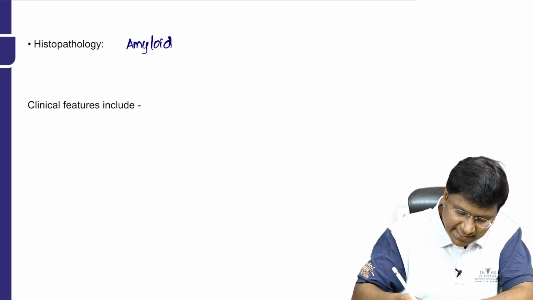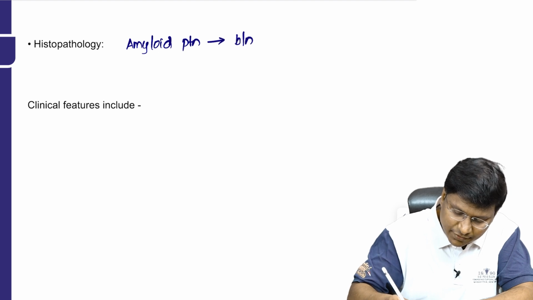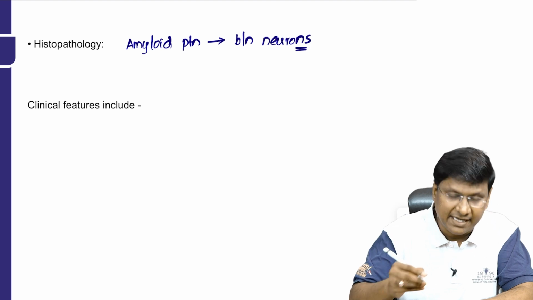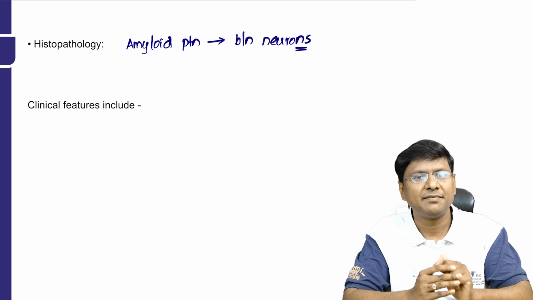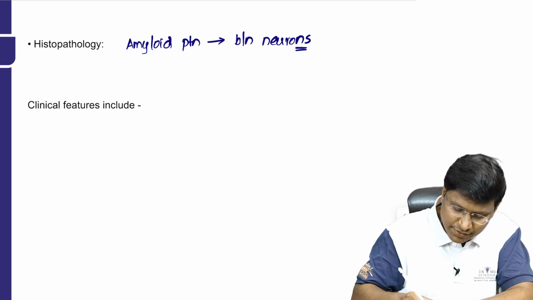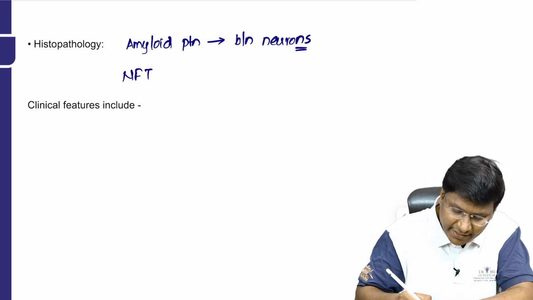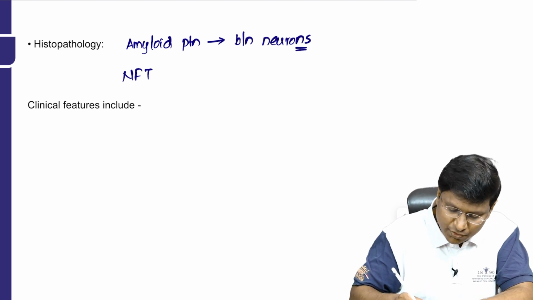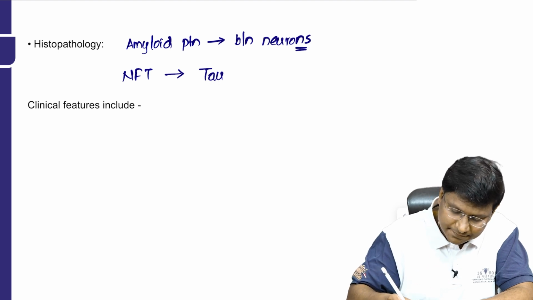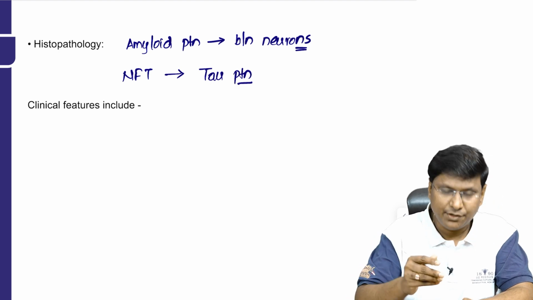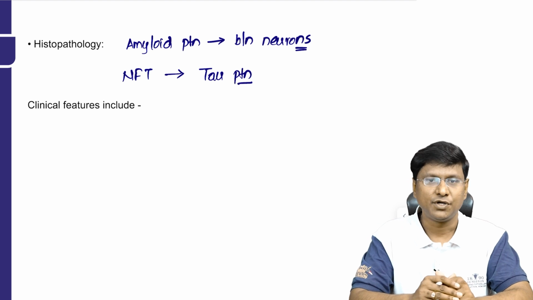which is accumulated between the neurons, and apart from this amyloid protein, you also have neurofibrillary tangles, and these neurofibrillary tangles are composed of tau protein.